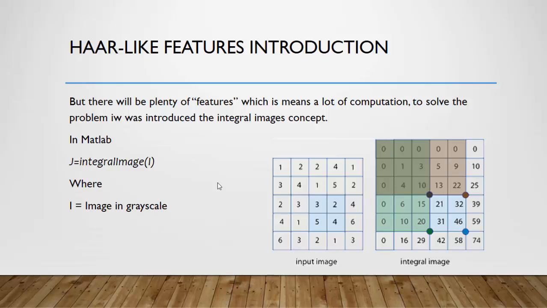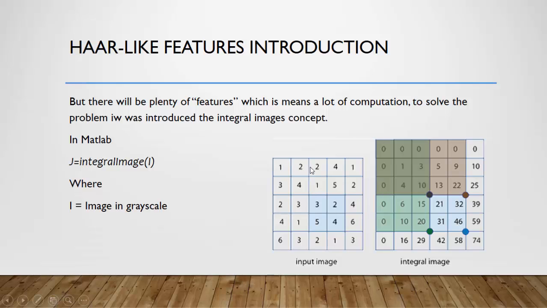But there were plenty of features, which means a lot of computation. To solve the problem, the integral image concept was introduced. In MATLAB, we can obtain this image using this code: J equals integral image of E, where E is an image in grayscale. So we have an example of how the integral image works.